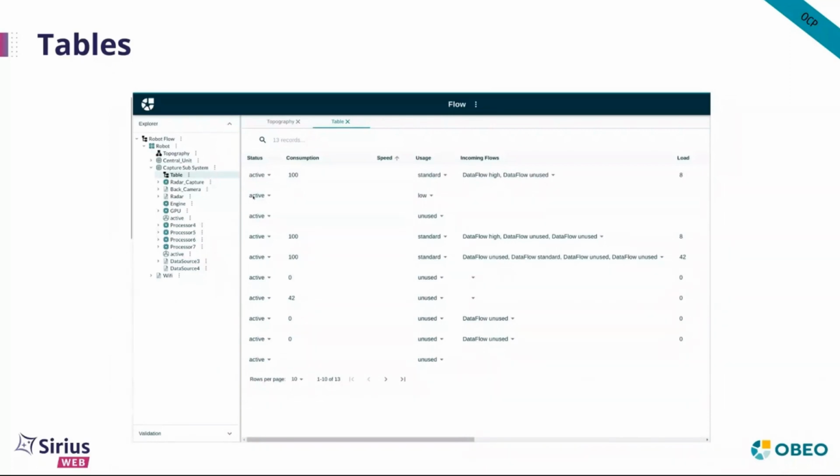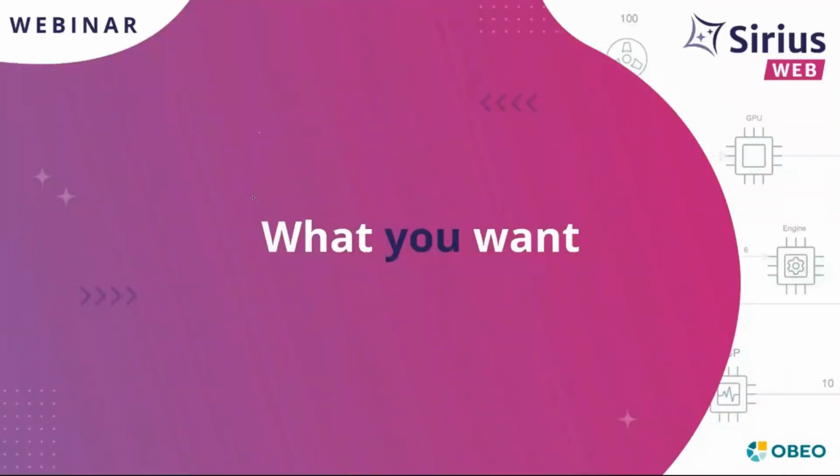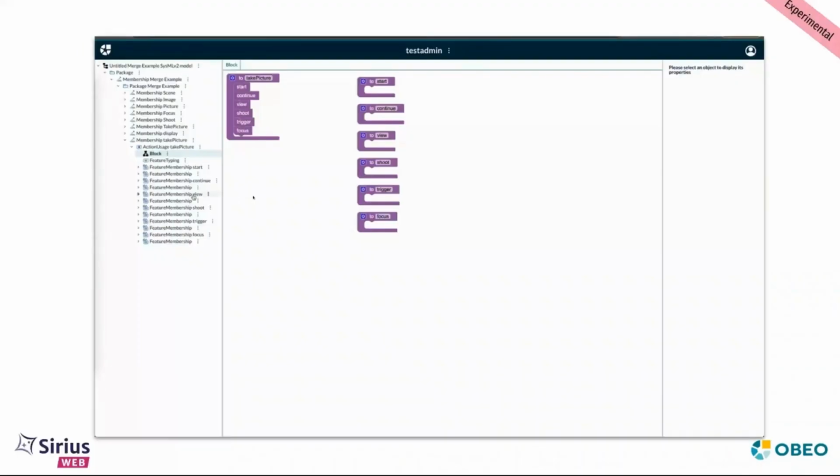It provides a tabular representation of model data, offering a structured and organized way to view and manipulate information. So in conclusion, Sirius Web offers the flexibility to integrate a wide range of representations according to your specific requirements. So the platform provides extensive capabilities to accommodate diverse representation types, allowing you to tailor the modeling environment to your needs. For instance, we have integrated Blockly into Sirius Web.